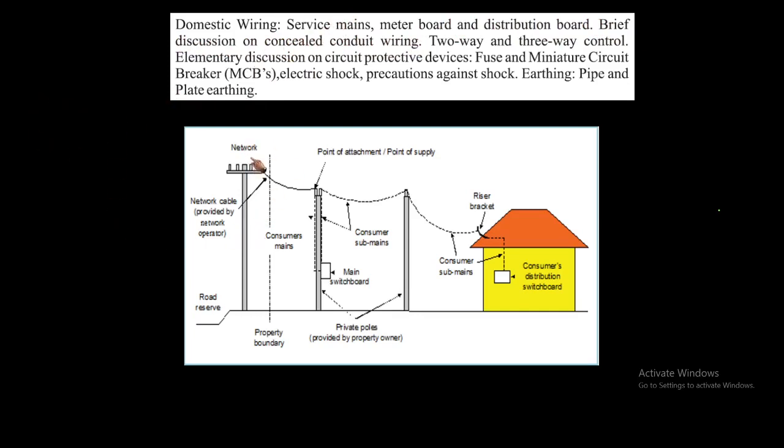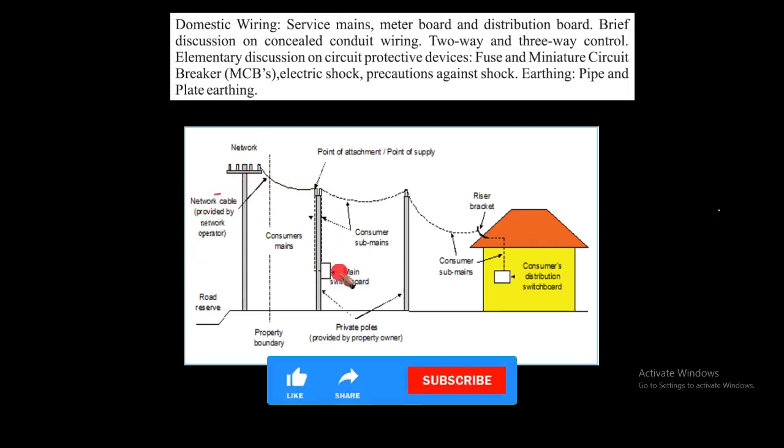Here you can observe this is the distribution system. First we will have the poles. The network will be provided by the power system, that is the network operator. Then it is given to the supply, then you have the main board and the consumers, and it goes to the consumer submains.